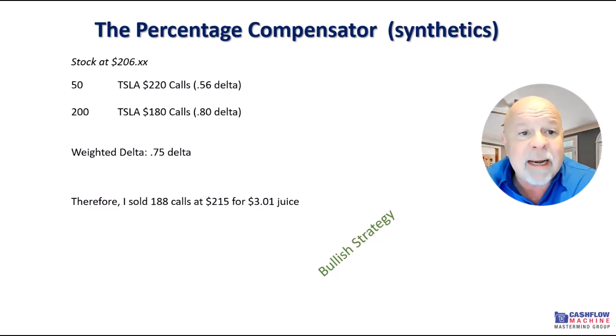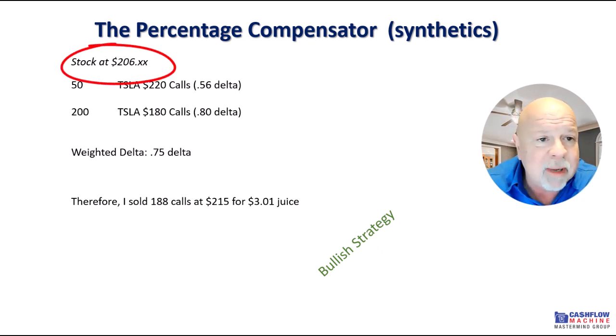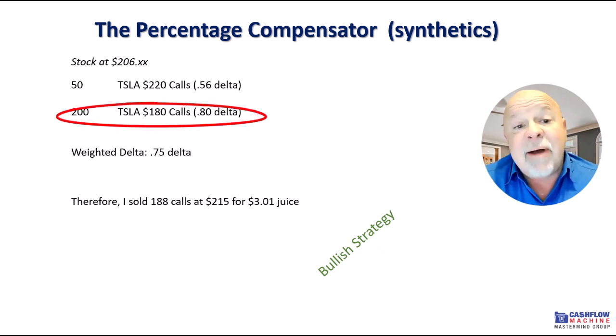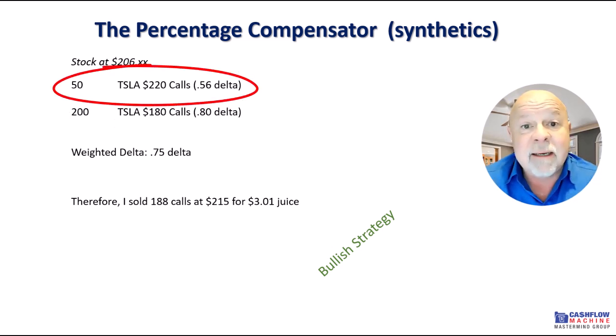So look at the screen here. The stock when I did this trade was just around 206 and some change. It moves around a lot, doesn't matter so much. Because I had been rolling some down, I had basically 200 of the 180 calls with an 80 delta. Those had declined from a 90 delta. And I still hadn't been able to roll down my 220. So I was out of the money on my base on 50 contracts. You could see that because I have a 56 delta.